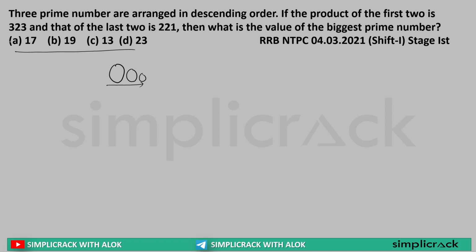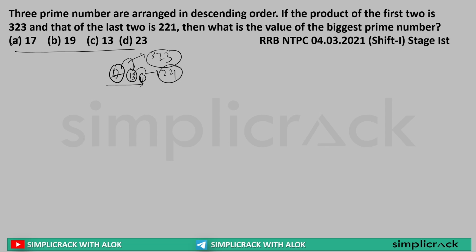Now if I take any number over here, say 17 is my first option, the next prime number I take should be less than 17. Yes or no? After 17, the next prime number is 13. Less than 13, the next prime number is 11. This is how you should take these questions. Now, the multiplication of 17 and 13 should be 323. The multiplication of 13 and 11 should be 221. This is what the question has given.